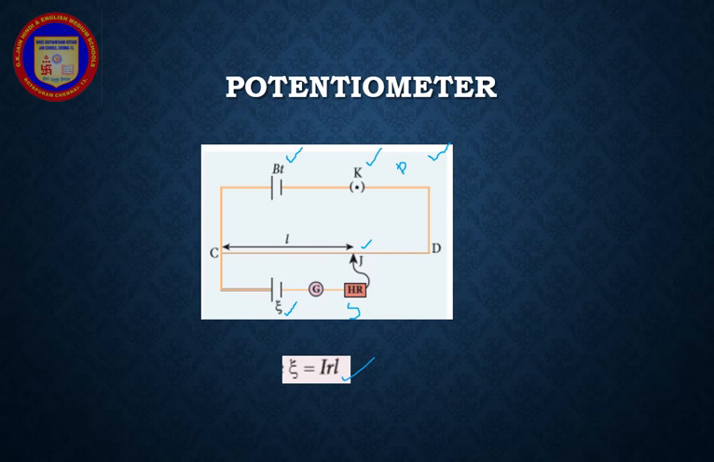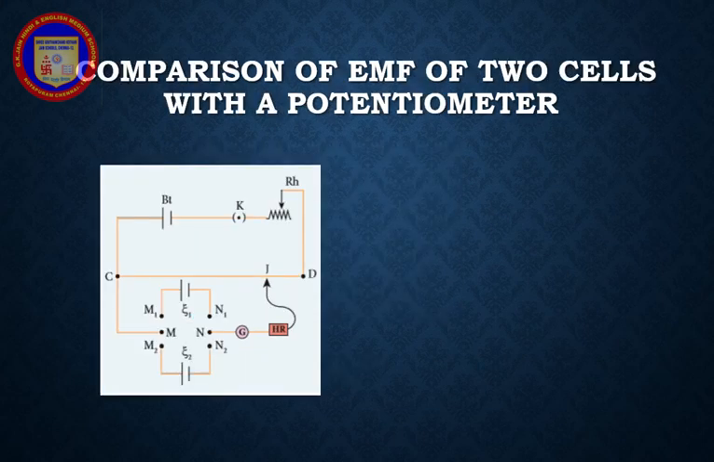Here, I and R are constant. Hence, ξ is directly proportional to L. The EMF of the cell is directly proportional to the balancing length.